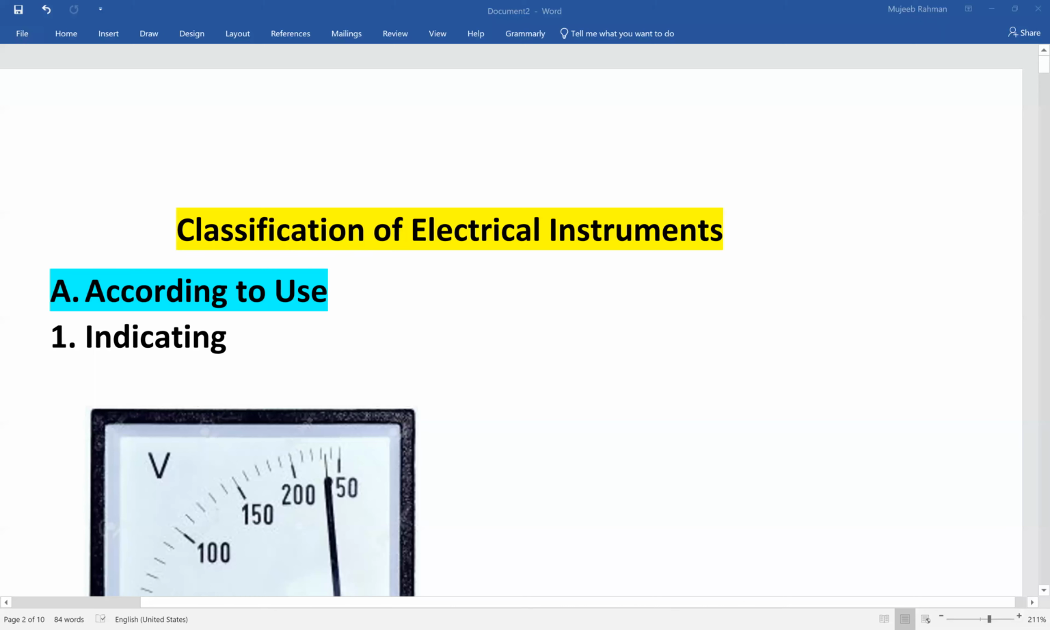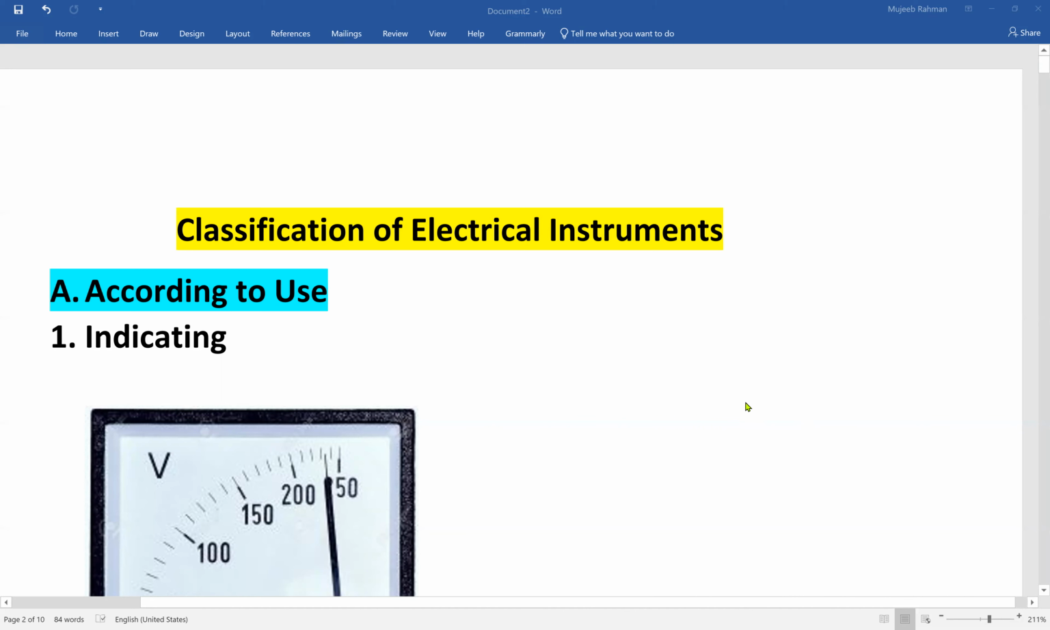Welcome to another short lecture on classification of electrical instruments. In this lecture, we are going to look at various types of electrical instruments that are used for the measurement of electrical quantities, such as voltage, current, power, etc. So let's see what the different types of instruments are.